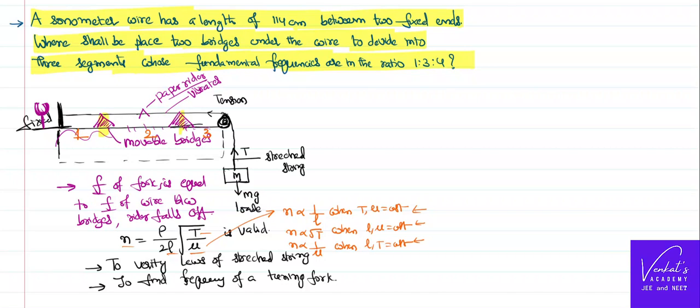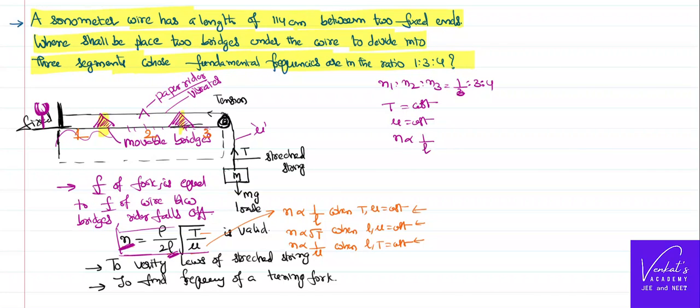It shall be divided into three segments in such a way that the ratio of frequencies must be equal to 1 is to 3 is to 4. That's what the given question is. So if I take this law, frequency, into consideration, here the tension in the load is kept constant, therefore tension is constant. The wire has not changed, therefore its linear density is constant. So as per this law, the frequency of the tuning fork is inversely proportional to the length of that wire.